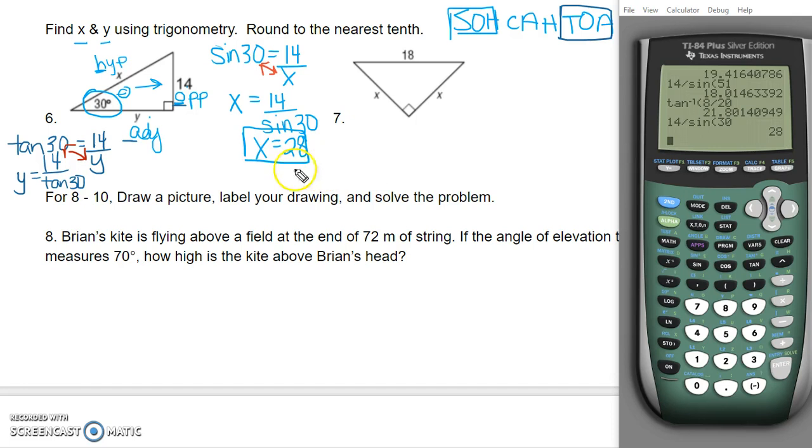And then come back over here to my calculator. And I'm going to type in 14 divided by tangent of 30. And I get my side length, y is equal to 24.2.